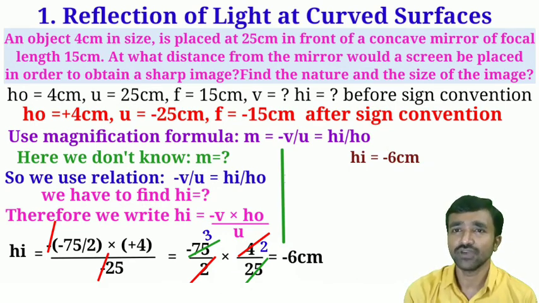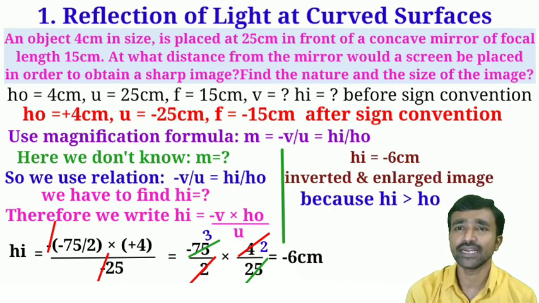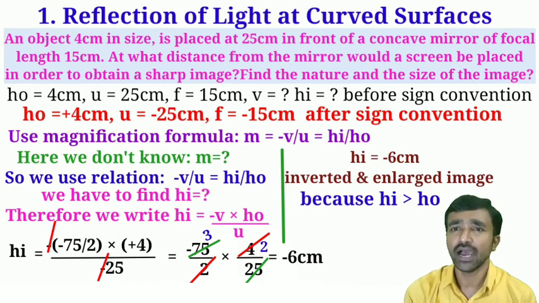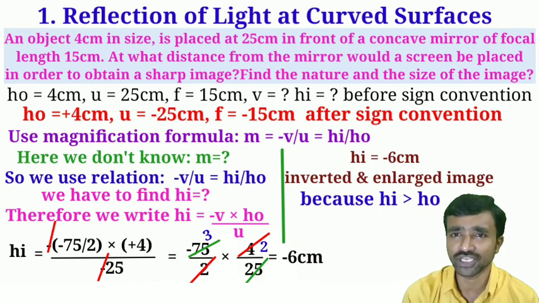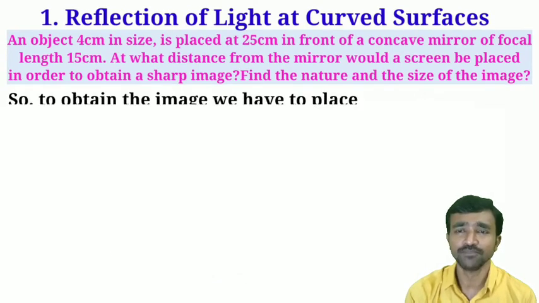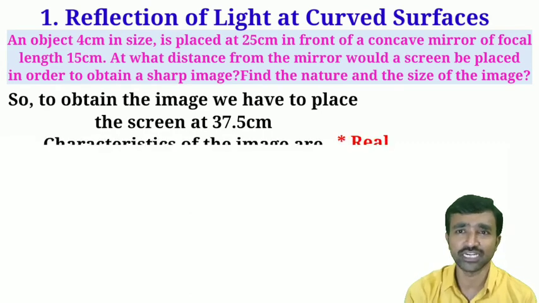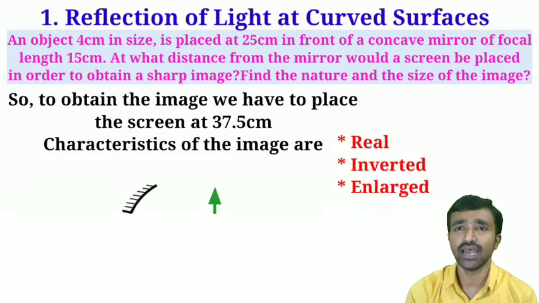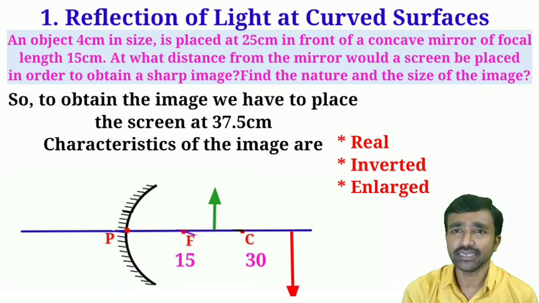Here the height of the image is negative. That is, according to sign convention it is measured below the principal axis, and the height of the image is greater than the height of the object, that says it is an enlarged image. So we can write the characteristics of the image according to the sign convention: inverted image, because minus 6 centimeters is the measured height of the image, and that hi is observed greater than h naught. So we can say that is an enlarged image.